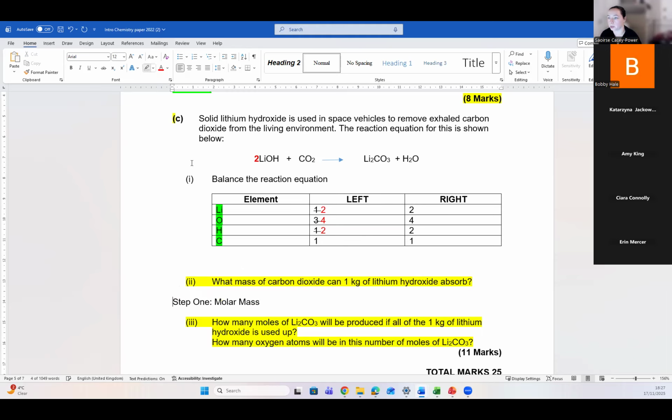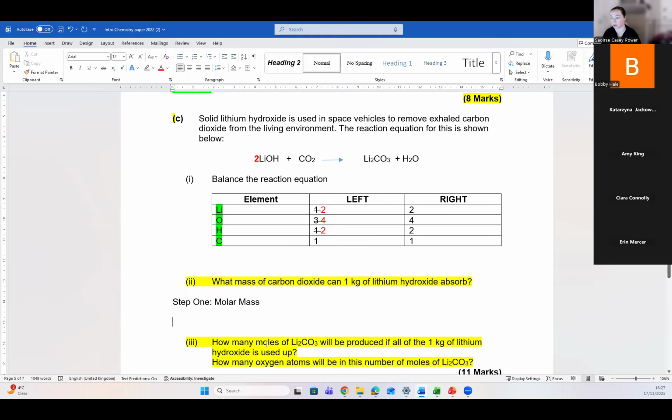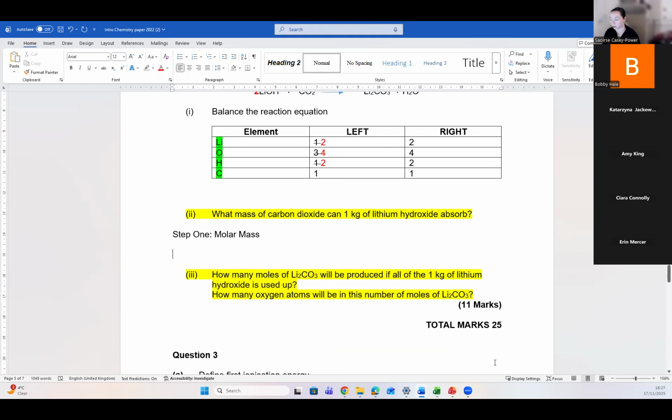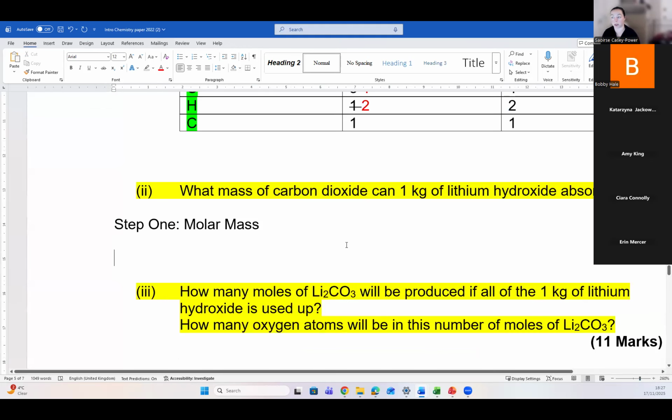Okay, so like I said before, even if you can't get the rest of the question, if you work out the molar masses of what they're asking you for, you will be awarded marks for that. So even if you can't continue on with the conversion, at least you have something that was a step in the right direction.